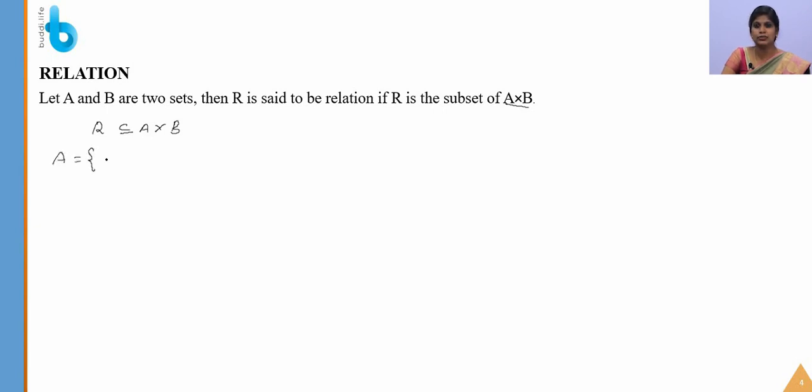Let A equal the set of elements {1, 4, 6} and B equal {2, 3}. Then we will now define a relation from A to B as R equal to the set of all elements (a, b) belonging to A cross B, according to the definition, the elements in the relation should belong to the Cartesian product of A and B, such that a should be less than b.